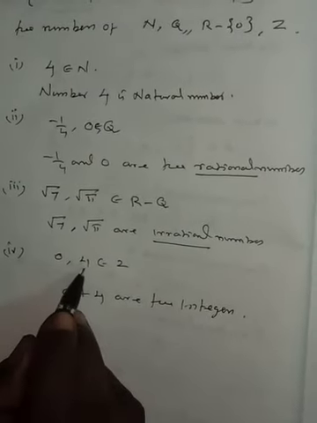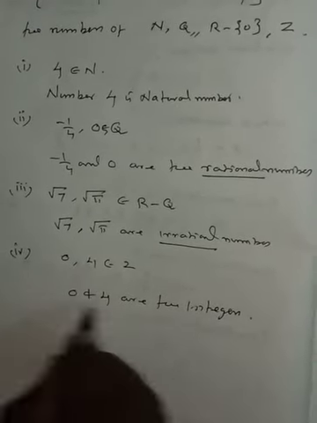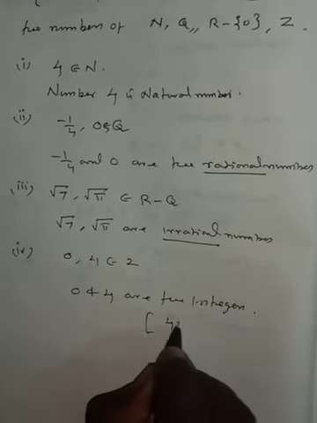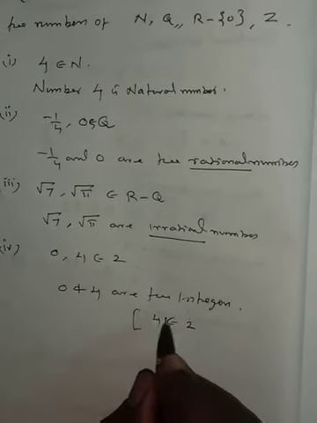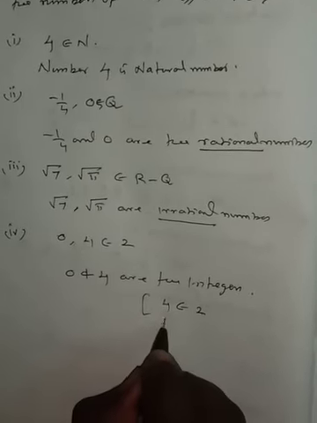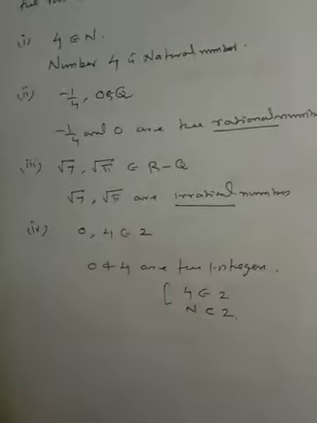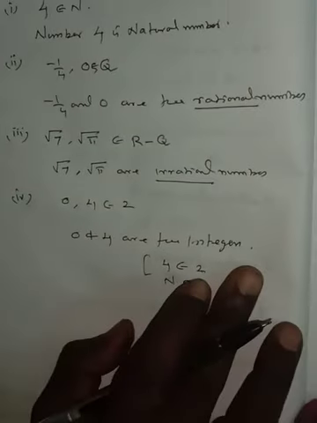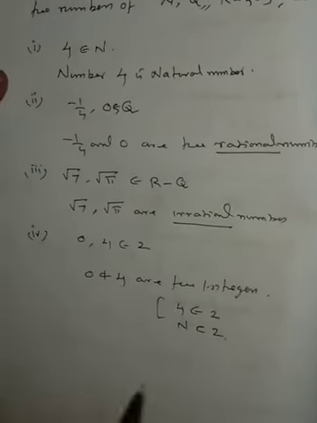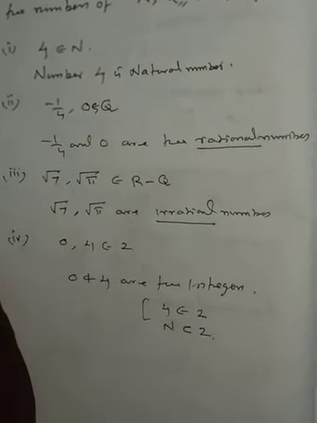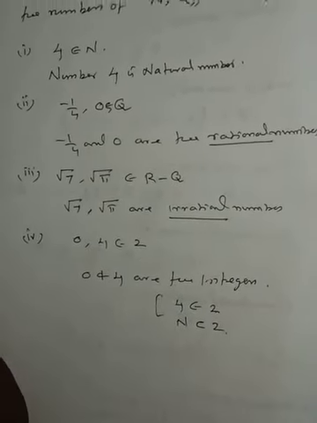In this case 4 belongs to integer. Since 4 belongs to the natural number set, the natural number set is a subset of integer. Therefore, we have to take 4 as an integer. Already known 4 belongs to the natural number set. So the natural number set is a subset of integer. Therefore, it belongs to integer.